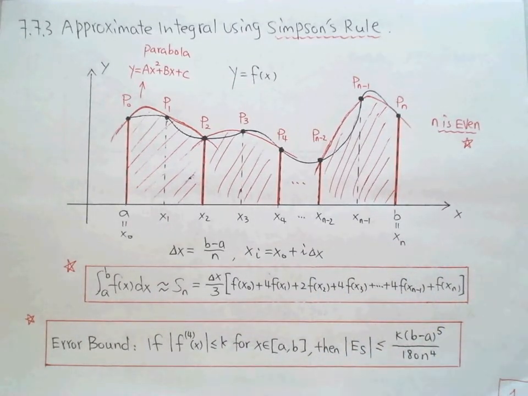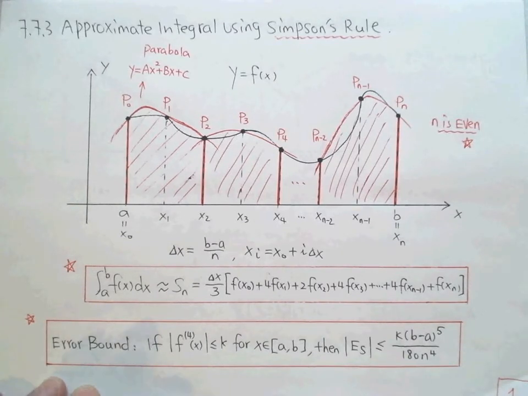And the last, can we see? Is going to find the error bound. So this time the error bound is this. The condition is a little different. This time the fourth derivative is bounded by K. Okay, the midpoint or trapezoid is the second derivative, right? So this is a little different. Another is the upper bound is different.